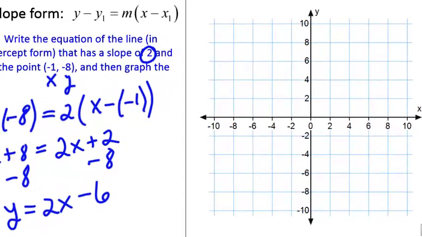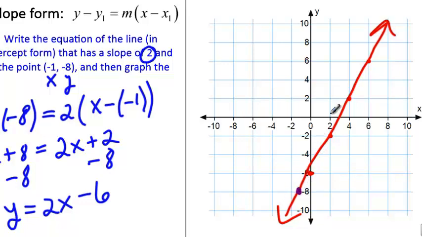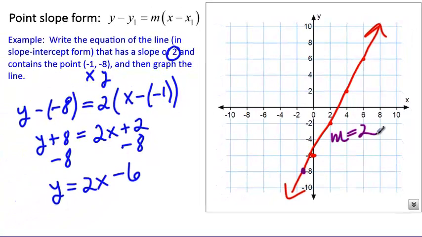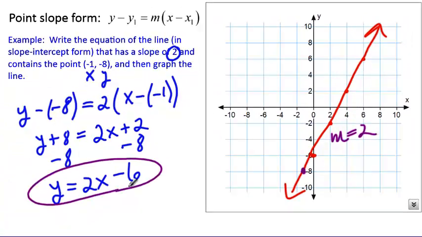Okay, now graphing this, I have a y-intercept of -6 and a slope of 2. So I go up 2 over 1, or I can go up 4 over 2. It's the same thing. Up 2 boxes over 1 box. And I get this line, approximately. And you can see that the slope is 2. We made it so. -1, -8 would be right here. And so this is the point that we used, along with a slope of 2, to find the equation of this line, which is y equals 2x minus 6.